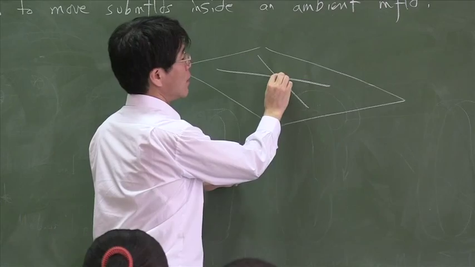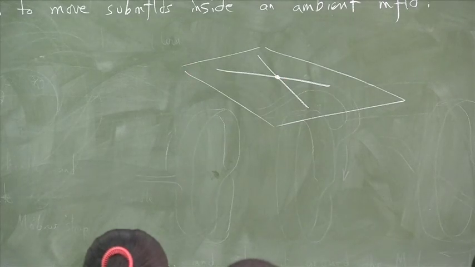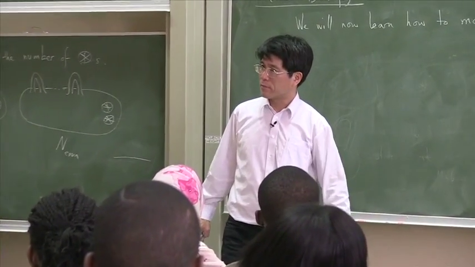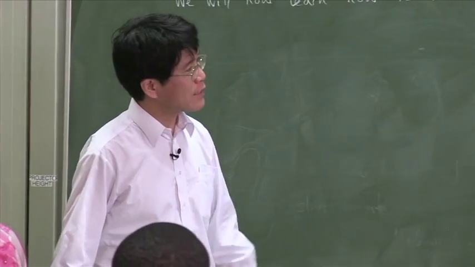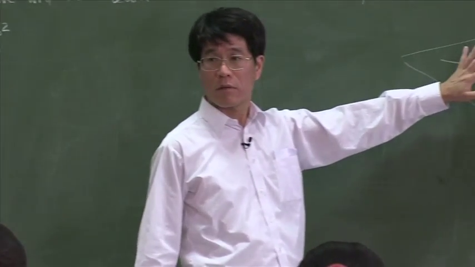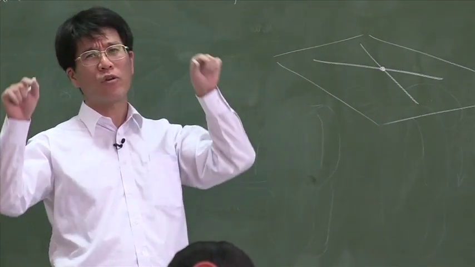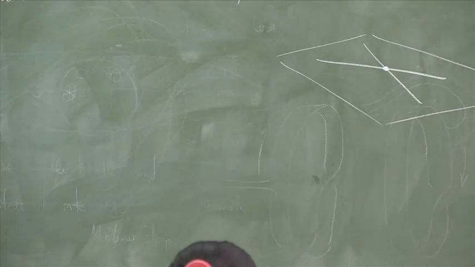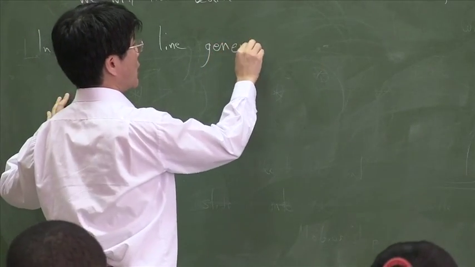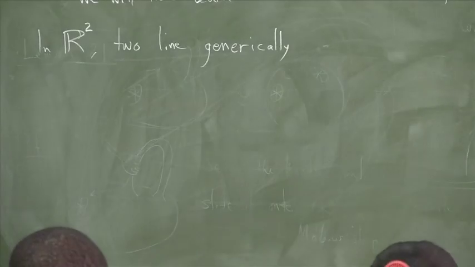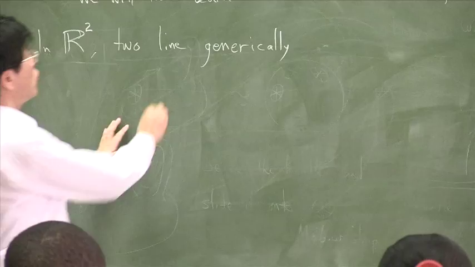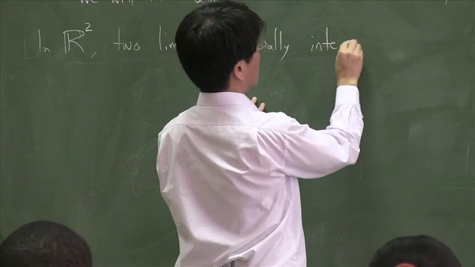Somebody very alert will say that, oh, but there are cases when they don't cross, when they are parallel. But usually they cross. This is a stable picture, and only exceptionally are they parallel. So two lines, we say generically, meaning usually, stably, except in really unlucky circumstances, intersect in a point.